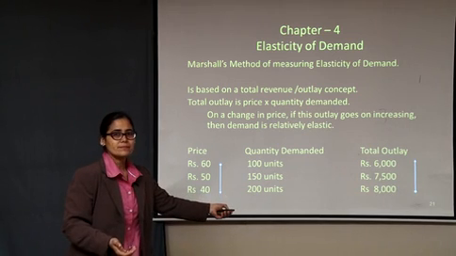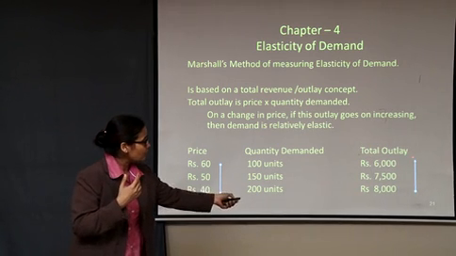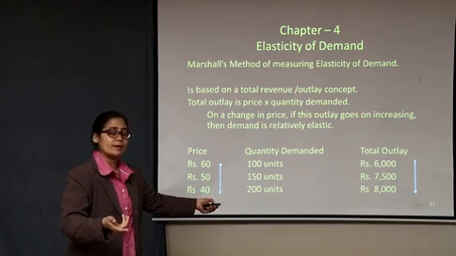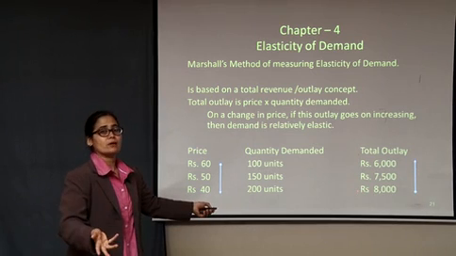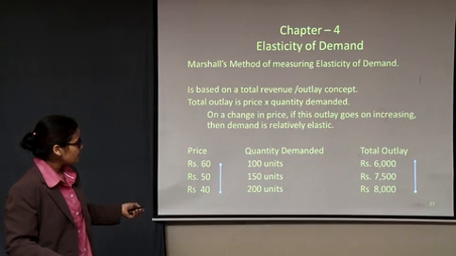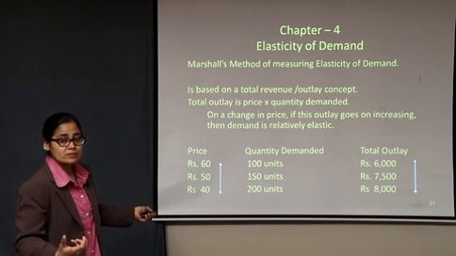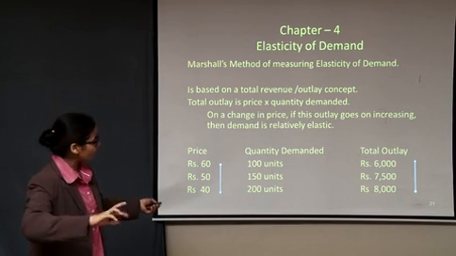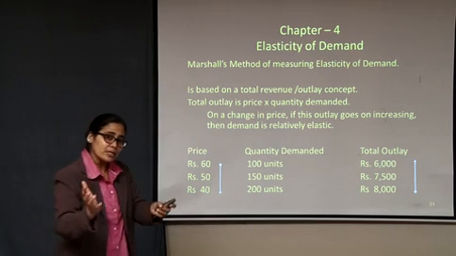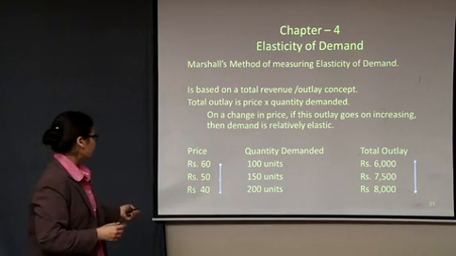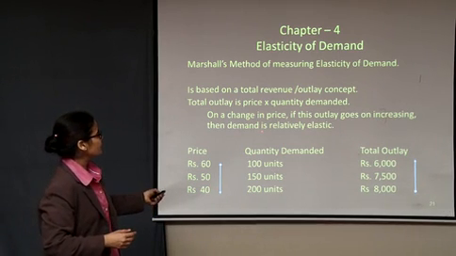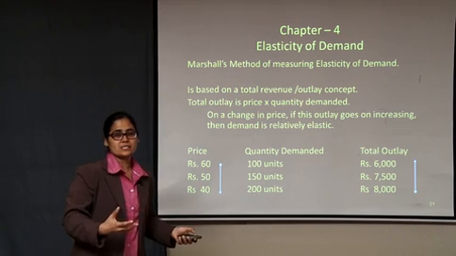Look at this case. Here, if you look at total outlay, it is 6,000, then it is going up to 7,500, and again it is increasing to 8,000. Now, why is the expenditure increasing? Because if you notice the quantity demanded, see the increase, 100, then from 100, 150, and from 150, 200. So there is a large increase in the quantity demanded for a given change in price. And therefore, we declare it as a case of relatively elastic.